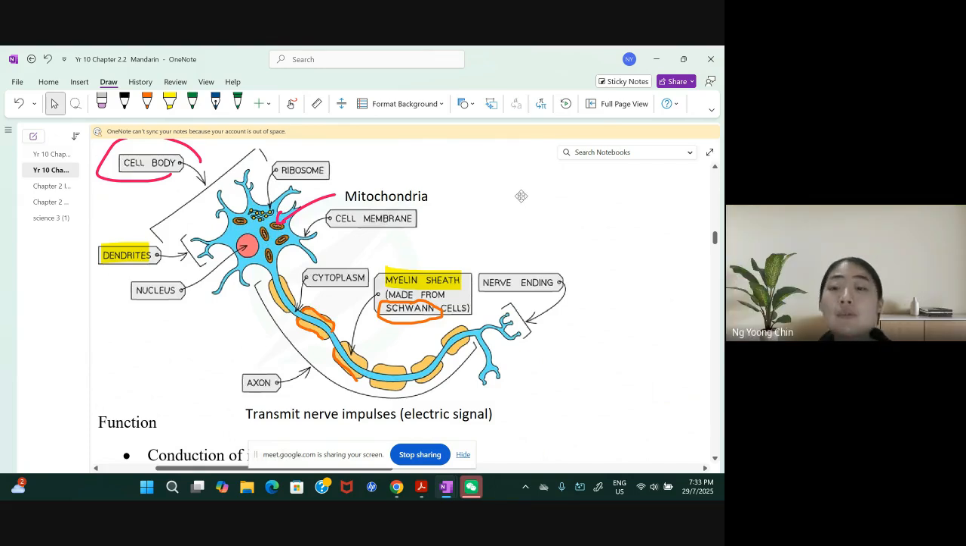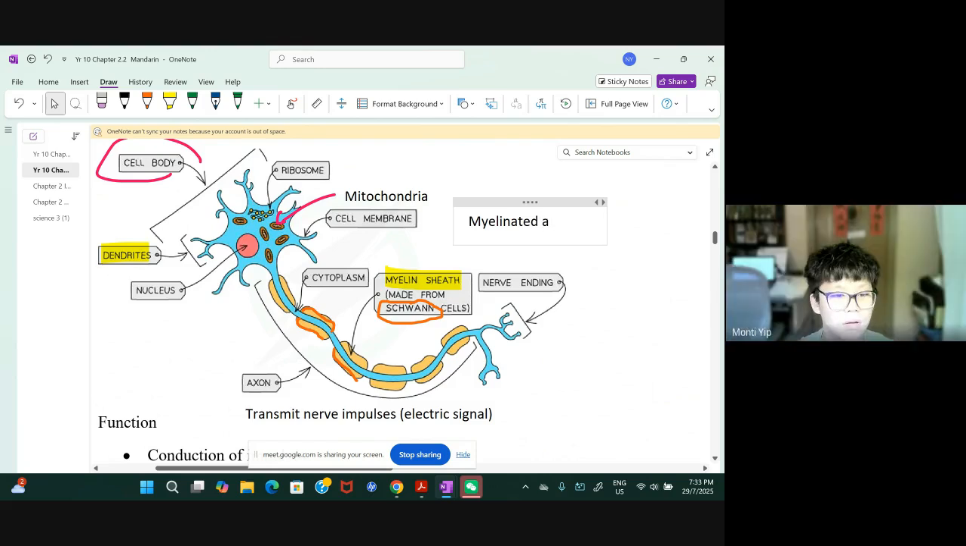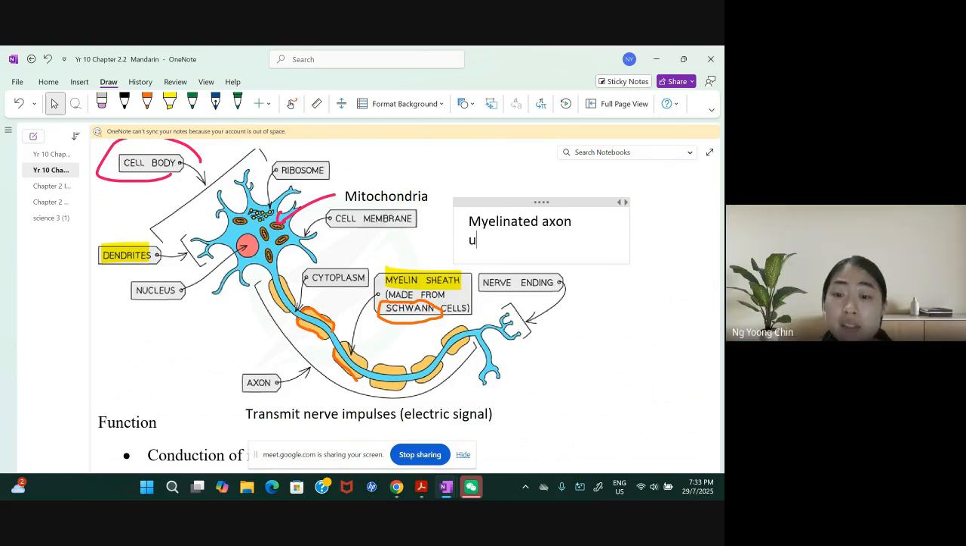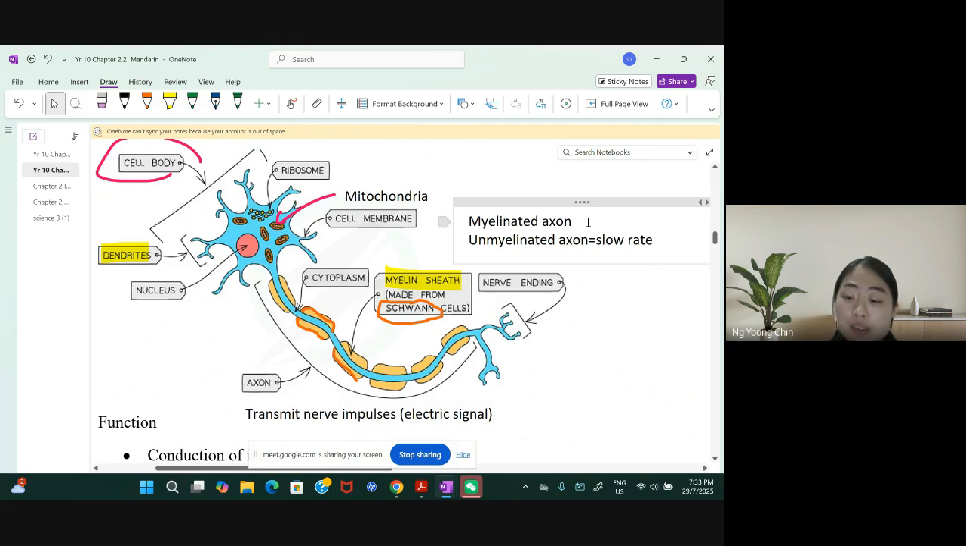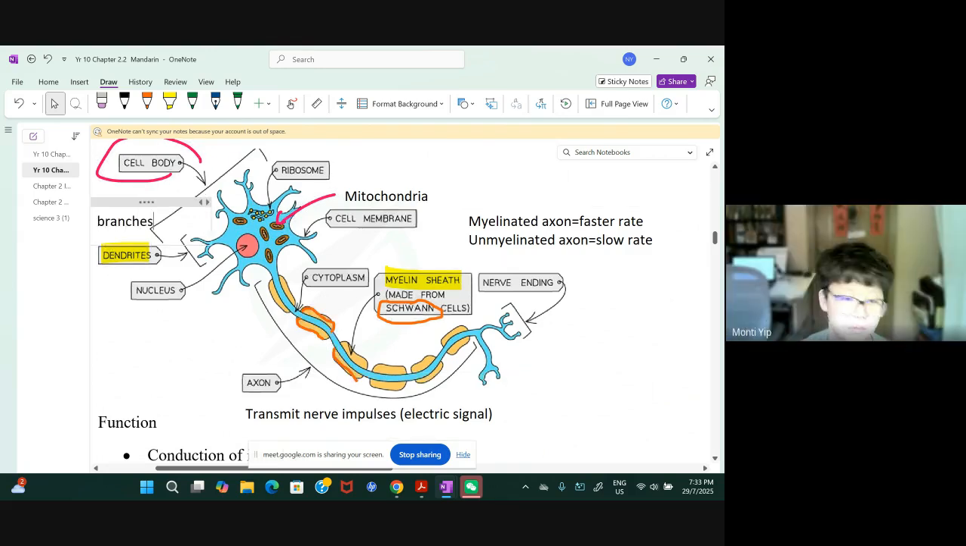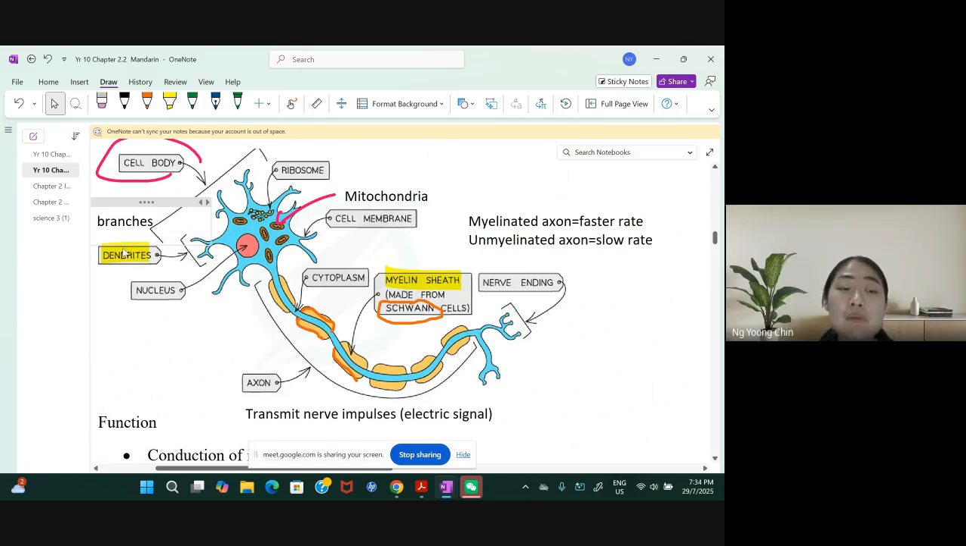Actually, you have two types of axons: myelinated and unmyelinated. Unmyelinated axons transmit the impulse at a slower rate. Myelinated axons transmit the impulse at a faster rate. That's all. Just remember the dendrite, which is a branch with a lot of extensions. This dendrite helps to collect the stimuli, and then directs them to the nucleus and then to the axon. So remember the axon and the myelin sheath.